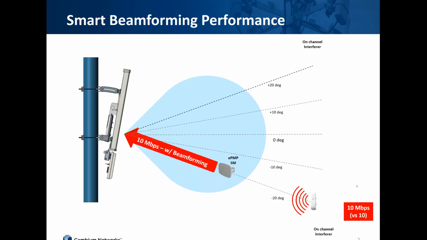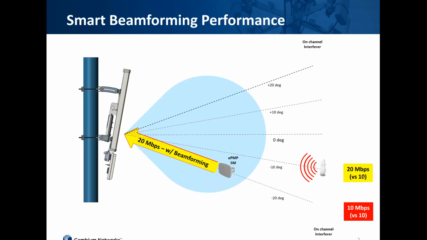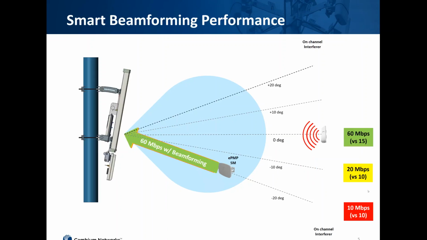But you can see that as the interferer moves away, without beamforming we're still at 10, because with the sector antenna listening across a 90-degree azimuth, we keep bringing in that interferer at the same power. But as we add beamforming, we push it up to 20 megabits per second uplink performance, and the picture improves as you move further away. At 20 degrees off, you're closer to 60 megabits per second, and it continues that trend as you move the on-channel interferer further away from the wanted ePMP subscriber.